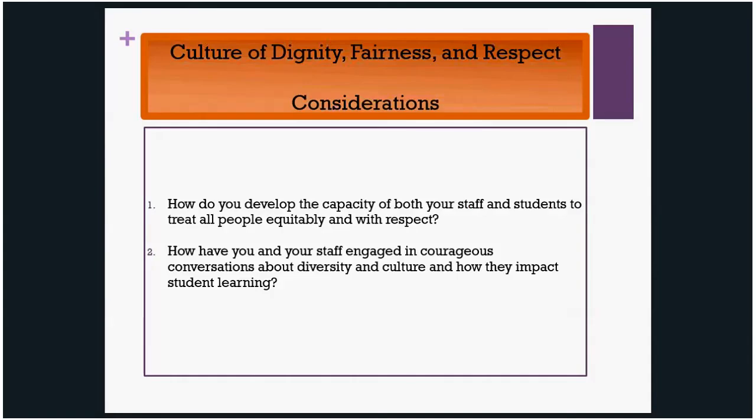And just a couple of questions related to this component. How do you develop the capacity of your staff and students to treat all people equitably and with respect? And how have you and your staff engaged in courageous conversations about diversity and culture and how they impact student learning?